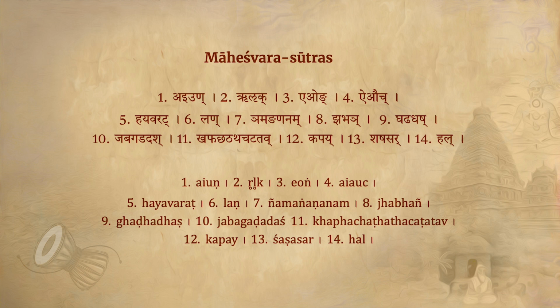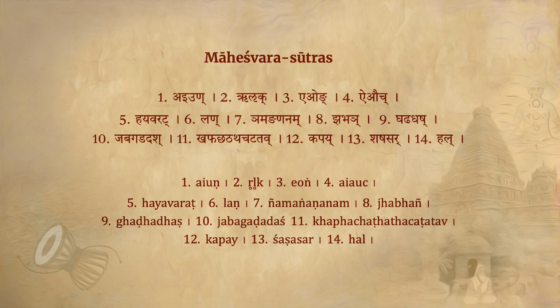I have put it here as you see here. They are numbered 1 to 14. Iun is the first one. Rilrik is the second. Eyon, Ayouch, Hayavarat, Lan, Nyamangananam, Jabhanj, Gadadash, Jabagadadash, Khaphachhathathachatatav, Kapai, Shashasar, Hal. So from number 1 to 14, he has used this basic fundamental set of sutras, because with this only the entire grammatical things are referred.